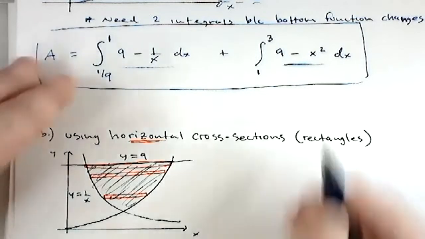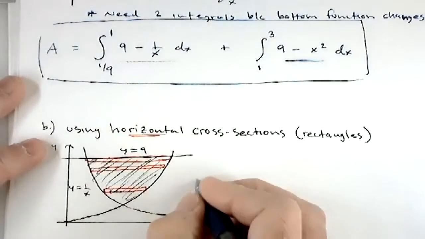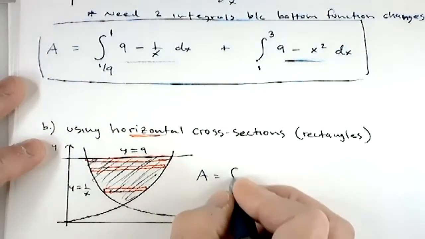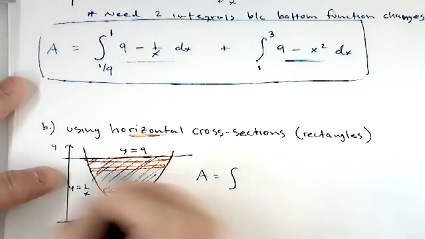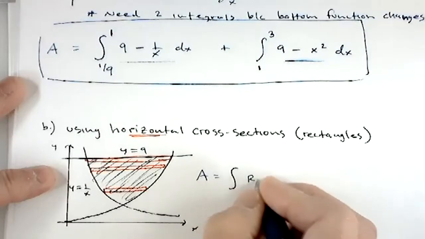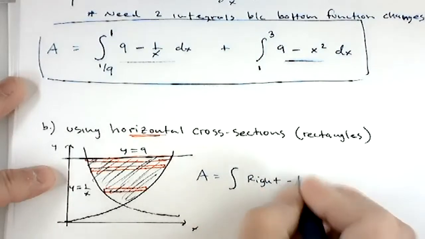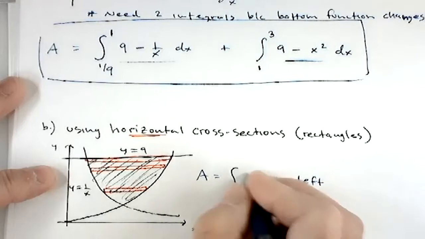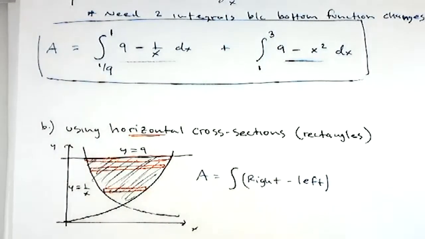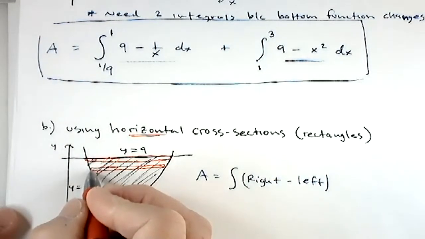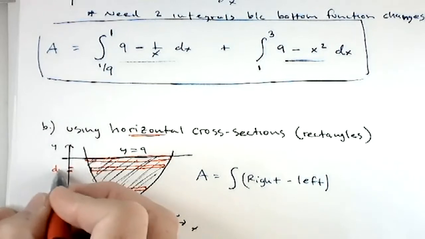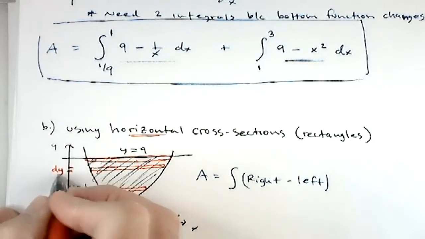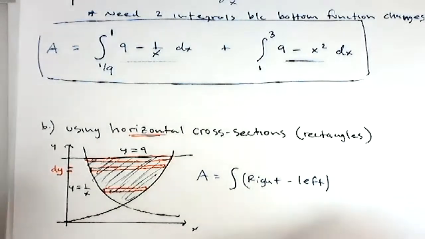Now, if you're doing horizontal rectangles, then your formula changes a bit. Instead of top minus bottom, for what I'd call the length of the rectangle now, we're going to always go right function minus left function. And then here's the other change. Remember how I was referring to the thickness of the rectangle? Now the thickness of any one of these little rectangles is a small increment of y. So we have to call this times dy.